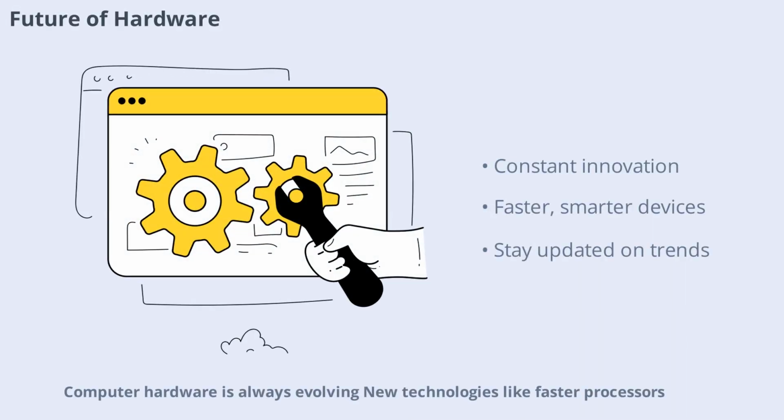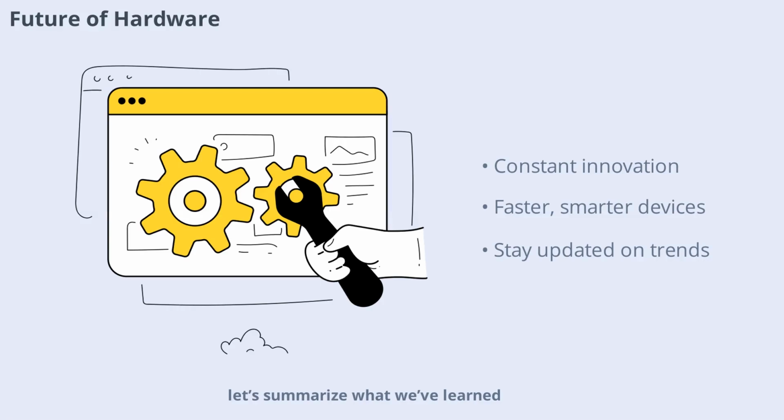Computer hardware is always evolving. New technologies like faster processors, more efficient storage, and improved graphics are constantly being developed. Innovations such as quantum computing and artificial intelligence are shaping the future. Staying informed about hardware trends can help you make better choices when upgrading or buying new devices. Next, let's summarize what we've learned.